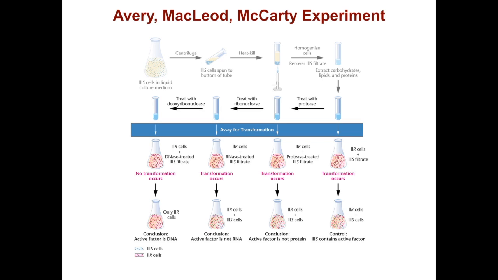And this was a control experiment. They knew this would happen, and this is what they did on the right. This just demonstrates that the smooth cells contain the active factor that can cause a transformation to make the rough cells virulent. Then they put the rough cells with a protease-treated version of the filtrate, and transformation does occur again. So they concluded that the active factor is not a protein because the protease destroyed all the proteins in the filtrate. Then they did another experiment where they treated the filtrate with RNase, and this destroys RNA. They were still able to transform the rough cells into the virulent smooth cells. So they concluded that the active factor is not RNA.